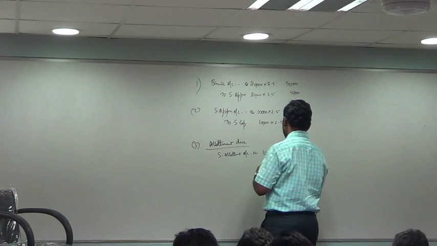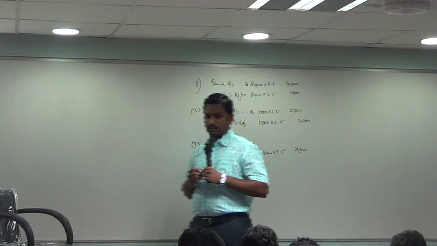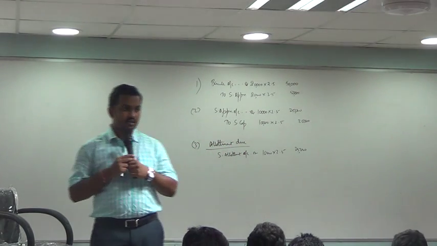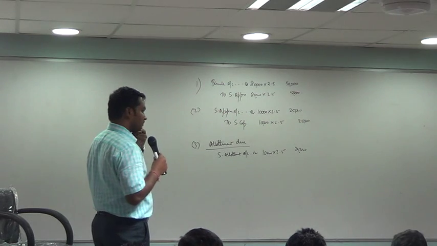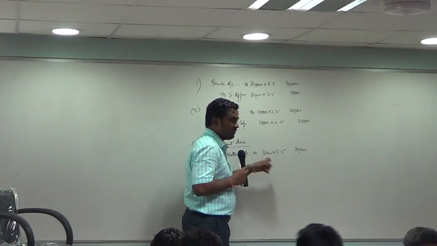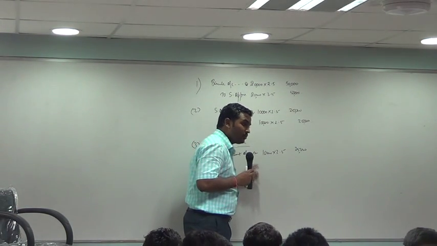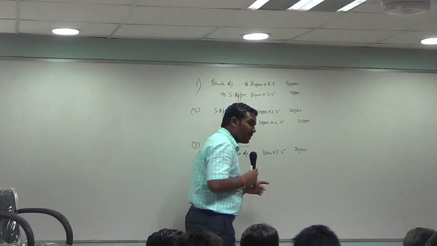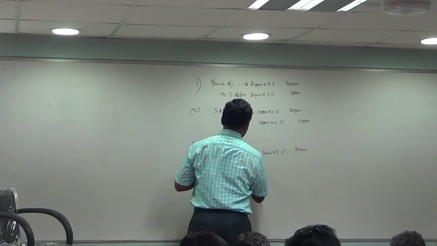10,000 into 2.5, 25,000. Share allotment account debit, 10,000 into 2.5, 25,000. Now, we have called 2.5. Share allotment account is debited for 2.5. This is for what? Face value. So it should be credited to share capital account. To share capital account.